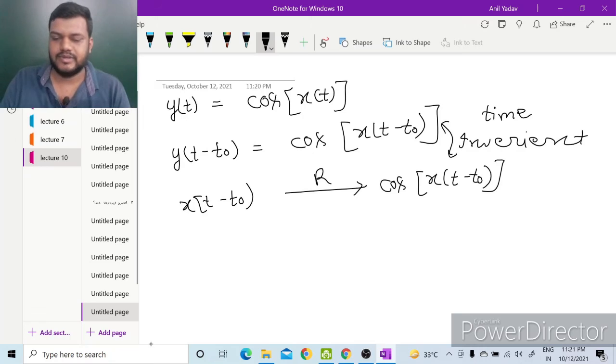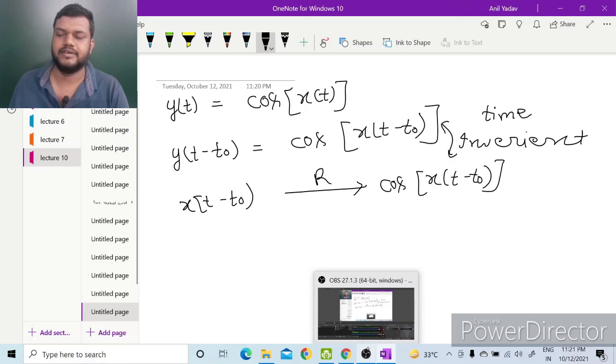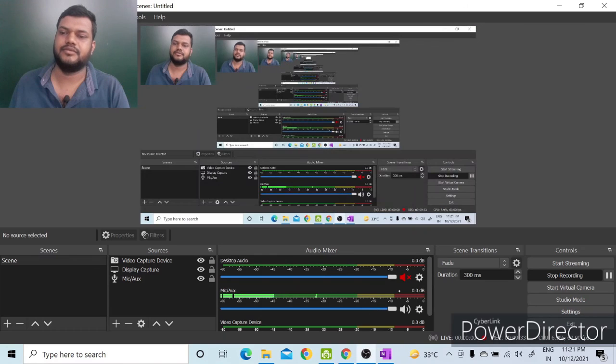So this is how we can find whether any system is time variant or invariant. This is all about time variant and invariant systems. In the subsequent module we will see another classification of systems. Thank you.